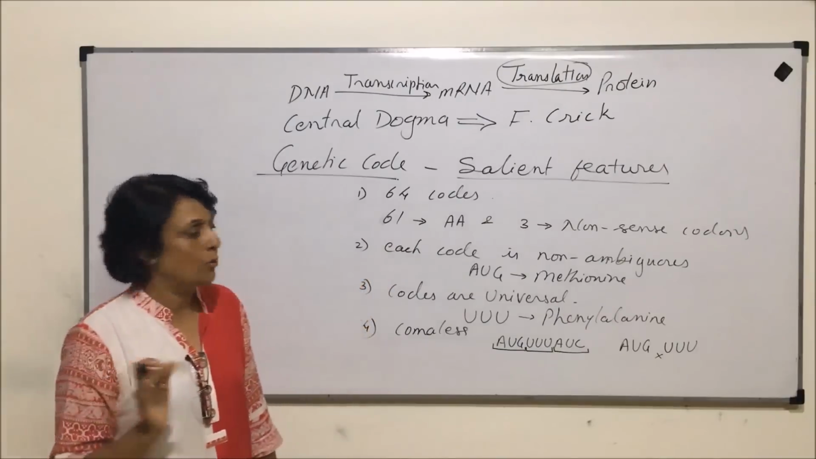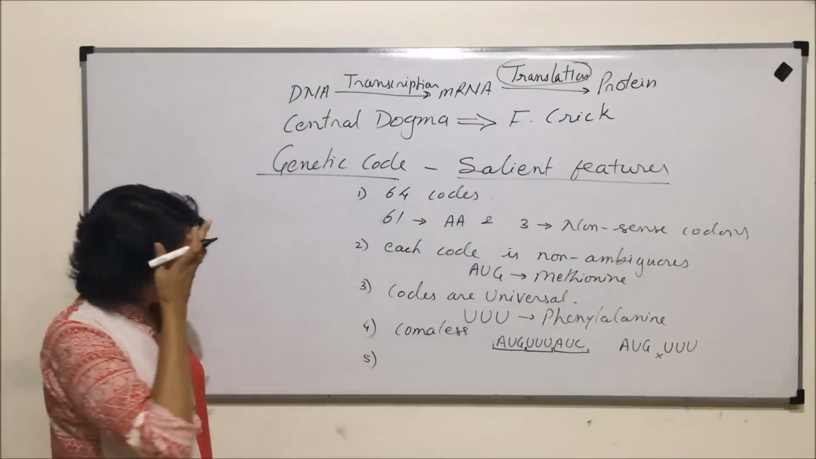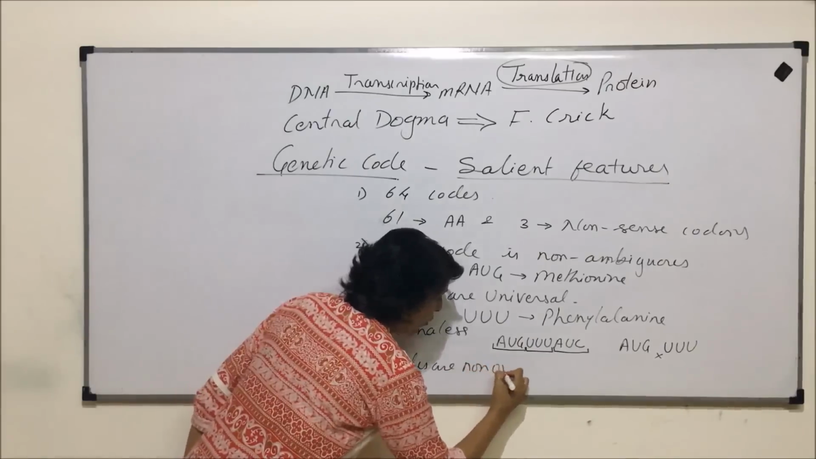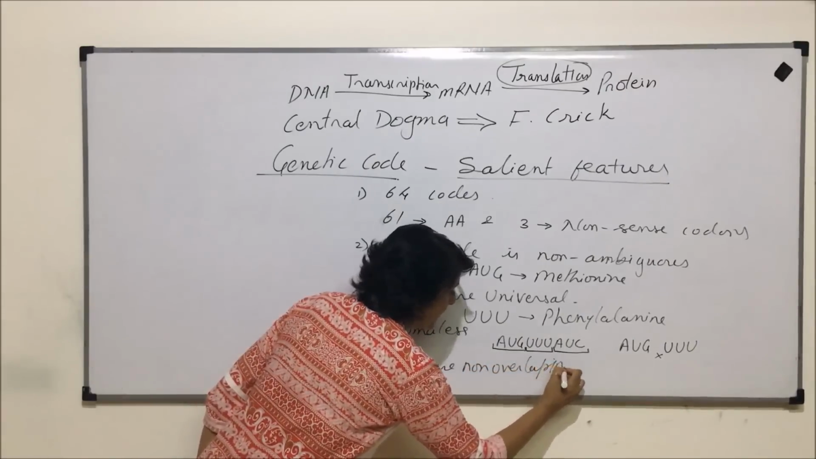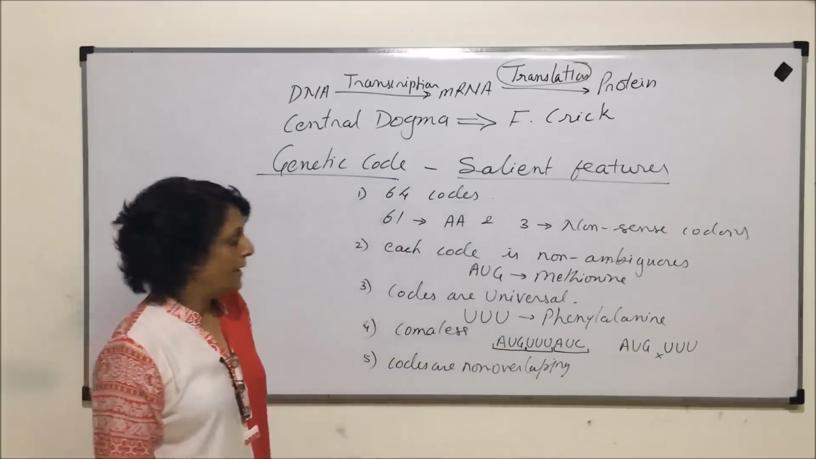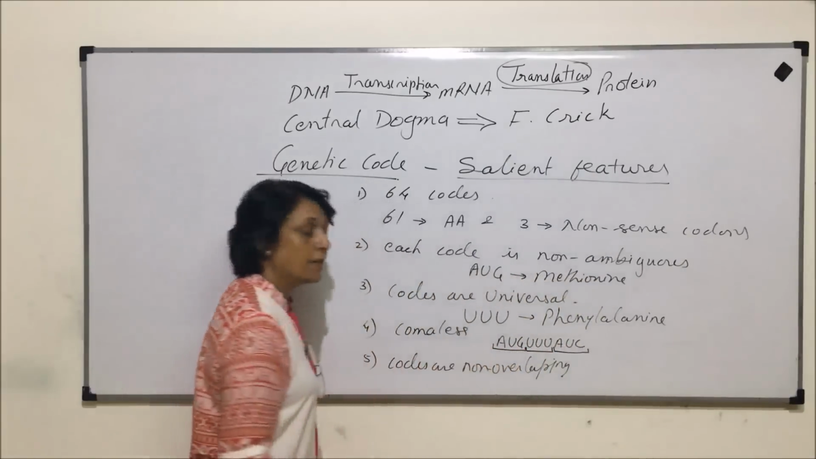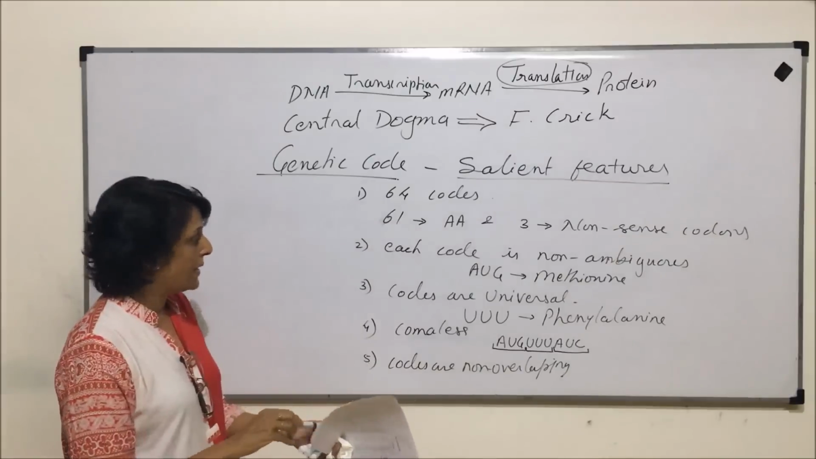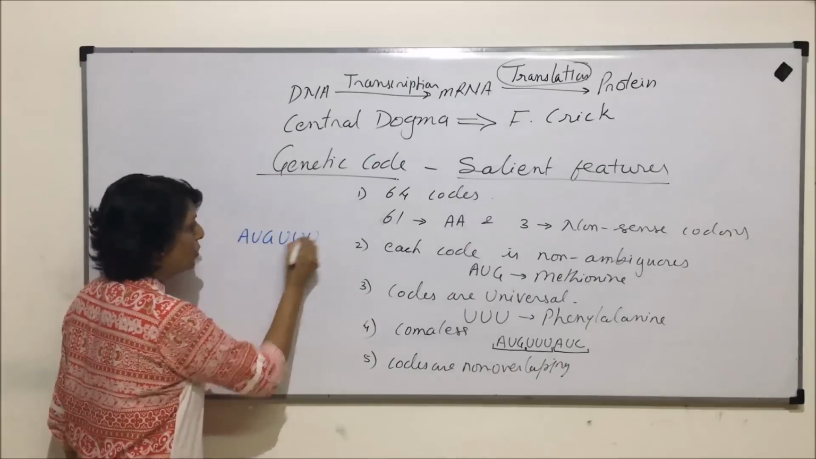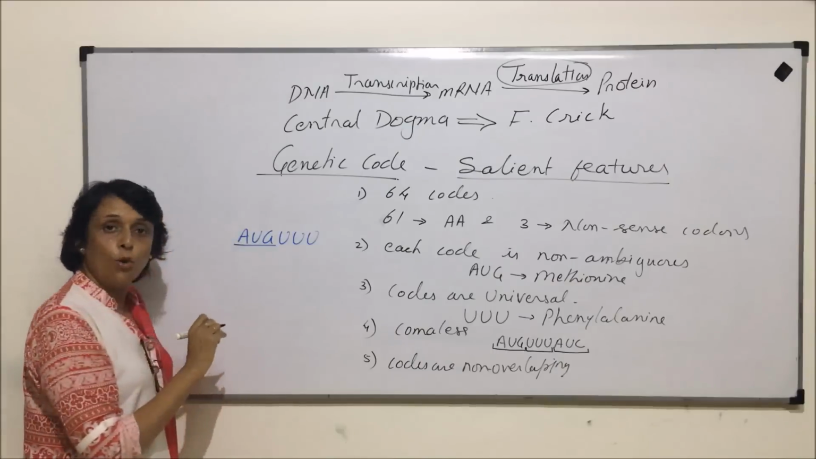So it is read in continuation. The codes are non-overlapping. What does this mean? We said we read it as triplet. So let me write it separately to understand this. Say we write A, U, G, U, U, U. And we said the code will be read in triplet. So this becomes our first code.